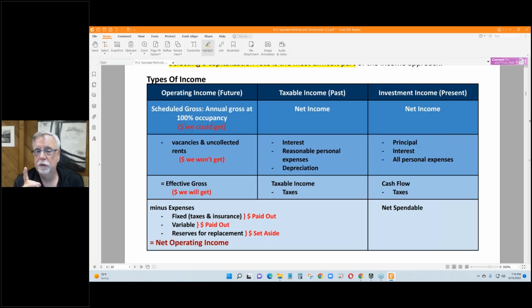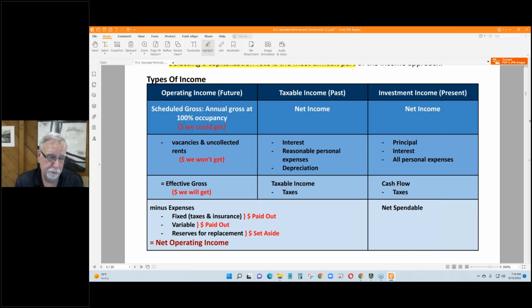Then there's what is called reserves for replacement. The air conditioning system will break and need to be replaced. The heating system may need to be replaced. The roof is going to need to be replaced. Landscaping might need to be replaced. And a prudent property manager would be setting aside money every month so that when those things needed to be replaced, they would have a reserve account with enough money to do it.